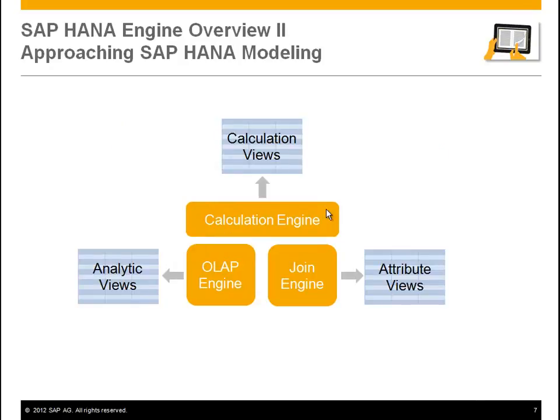And this is a summary of what I've just talked about. So join engine is used for attribute views, OLAP engine for analytic views, and calculation engine is used for calculation views. Now it's worth noting that if you're using a calculated attribute in either attribute views or analytic views, then the calculation engine is also used. So in other words, the behavior is like a calculation view. This is important to note because this can have an impact on your performance since all the three engines are being used.